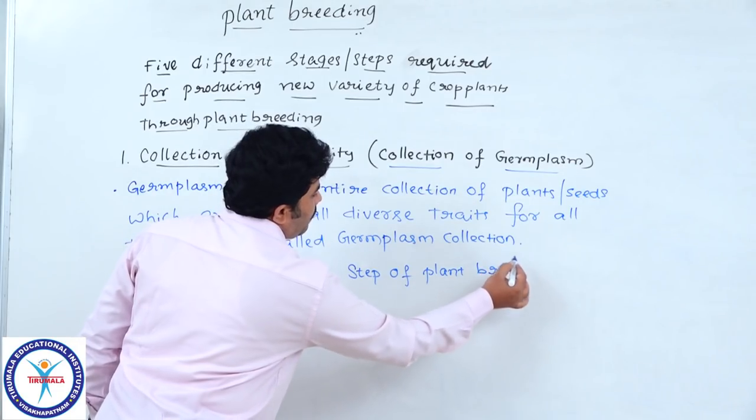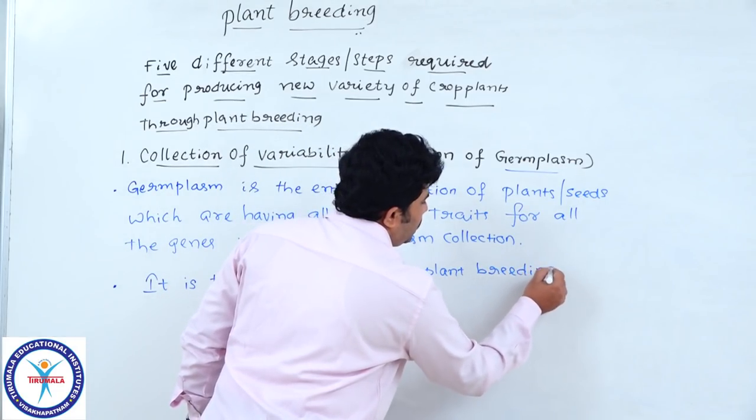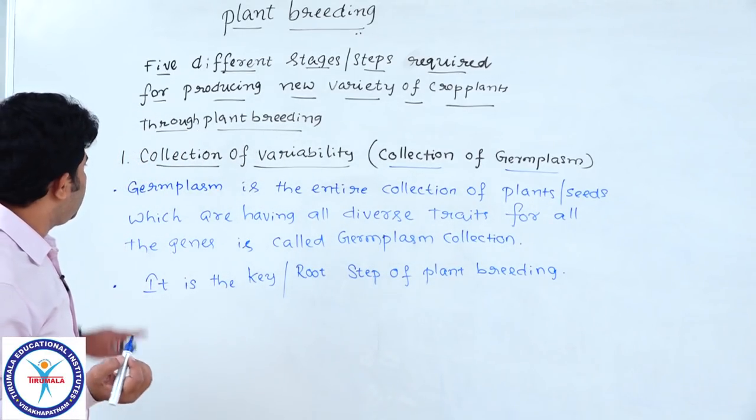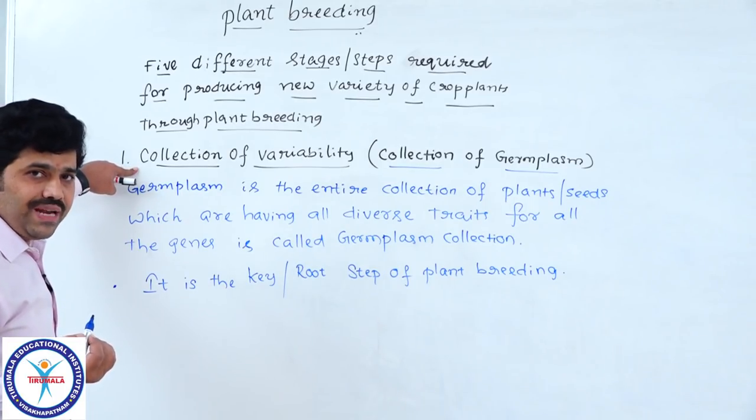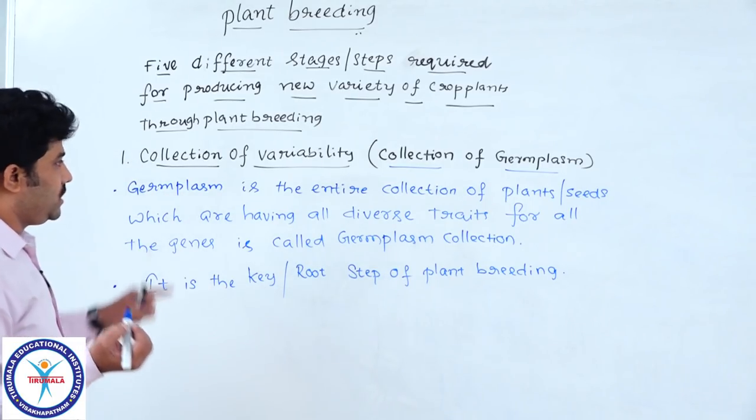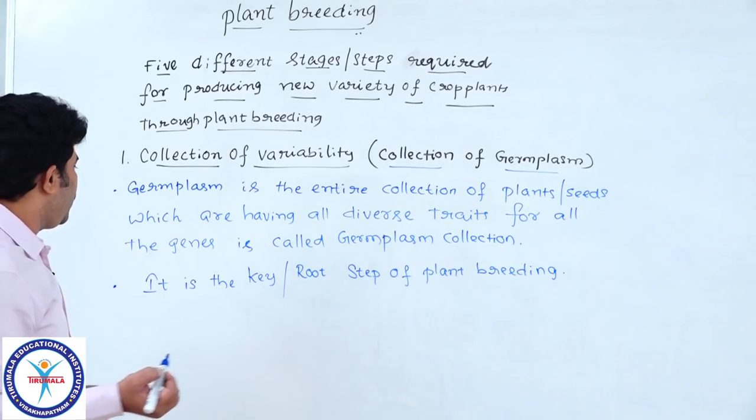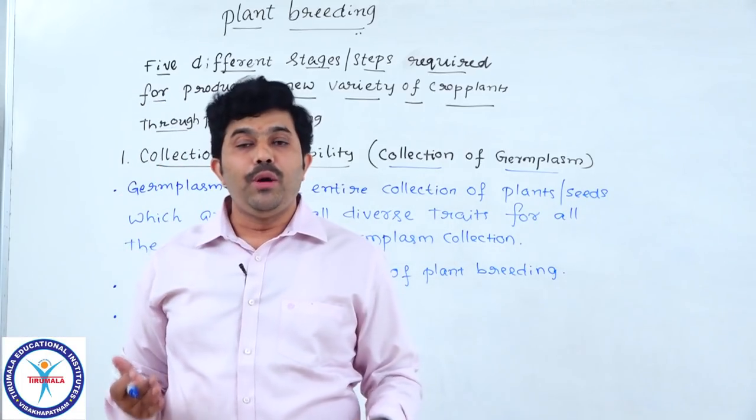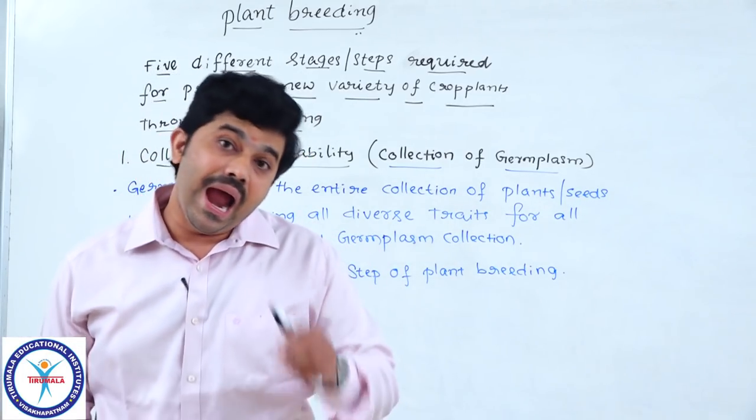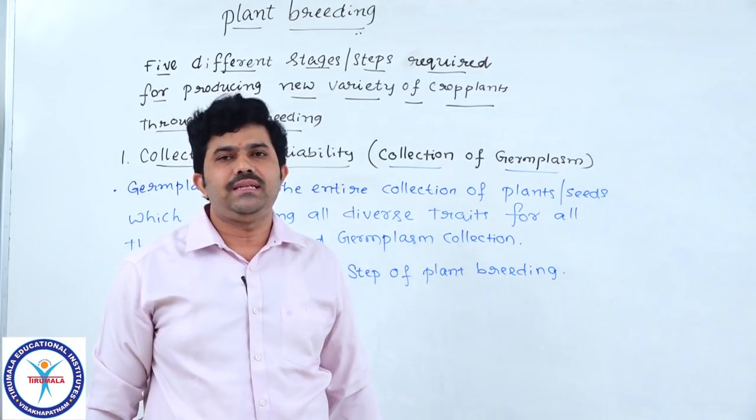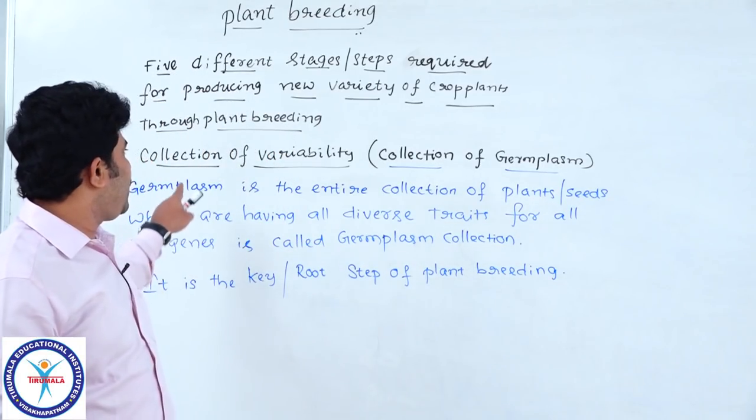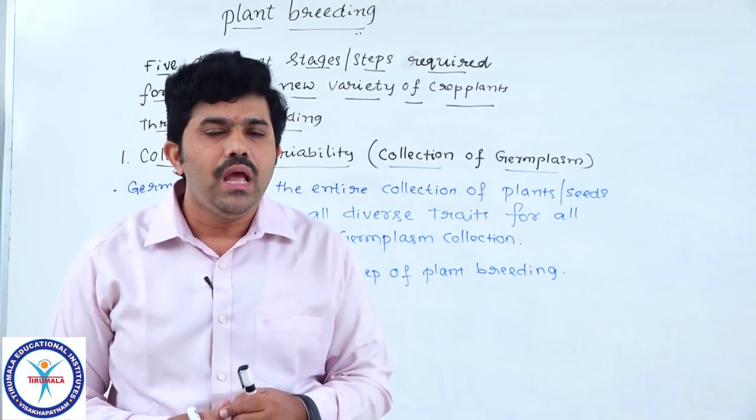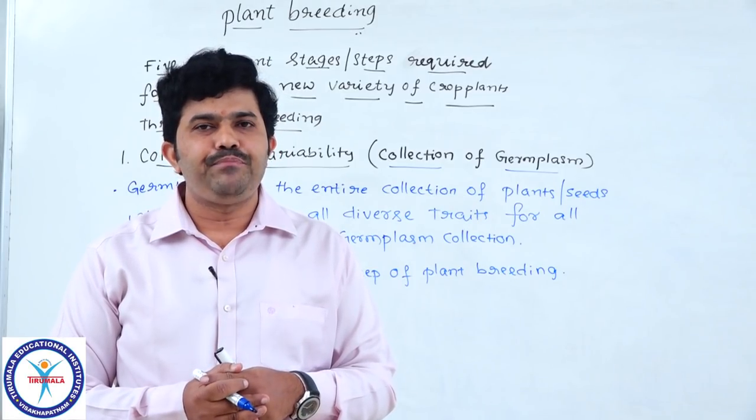Now we look into what we should do in this particular step of plant breeding, collection of variability or germplasm collection. Here we are collecting different domesticated or cultivated plants and their relatives. This step consists of different materials. What are these materials? Improved crop varieties we are collecting.